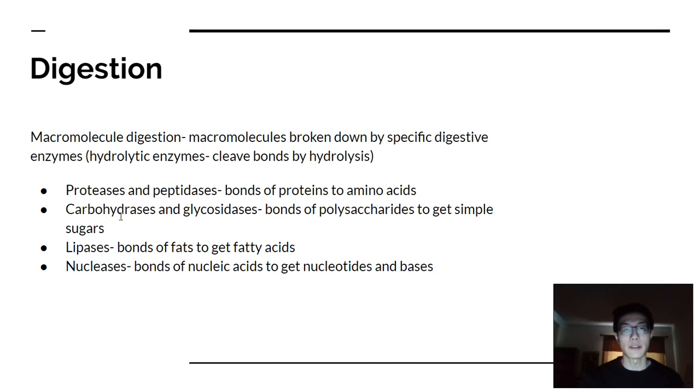We also have carbohydrases and glycosidases. These target the bonds of polysaccharides, so your glycosidic bonds, to get simple sugar. So you're taking a polysaccharide and turning it into a monosaccharide like glucose. You also have lipases, and these basically break down fats, so triglycerides, into fatty acid components. And then finally, we have nucleases, which break bonds of nucleic acids to get your nucleotides and bases. So, some different groups of enzymes that are useful in digestion.